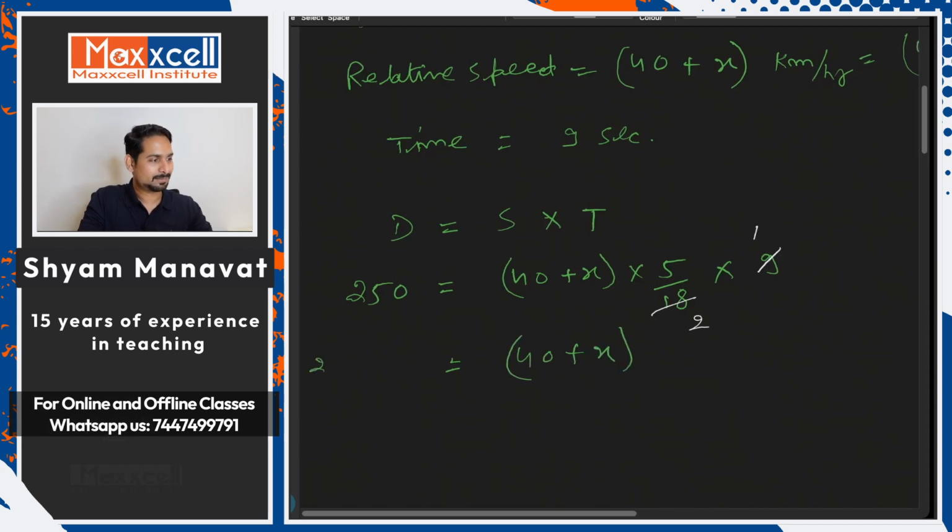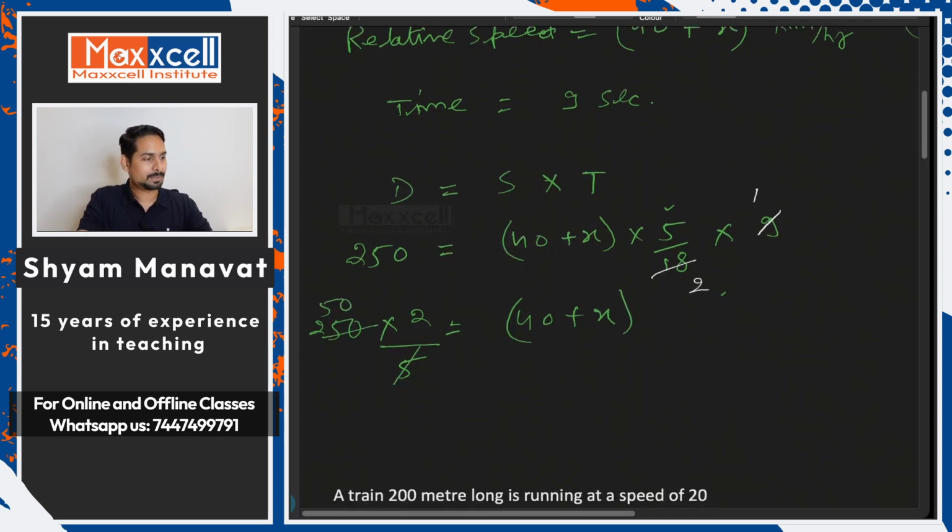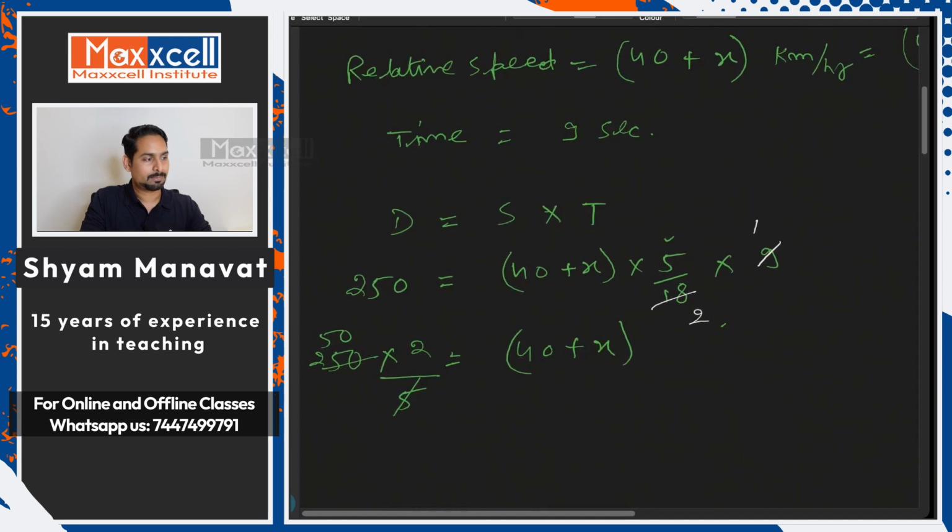So if I have this 250 here, I cross multiply this 5 and 2 and take them to the left hand side. The denominator will go in the numerator, the numerator will go in the denominator, and now I can cancel 5 and 250. 5 fives are 25. Here I got 5 twos are 10, with 10 and 40 plus x. Tell me, what will be the value of x?